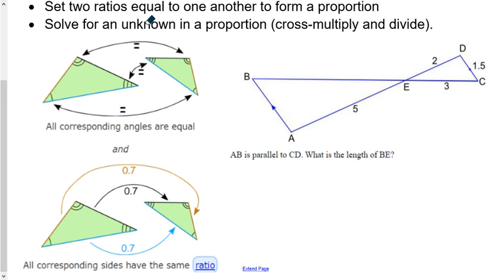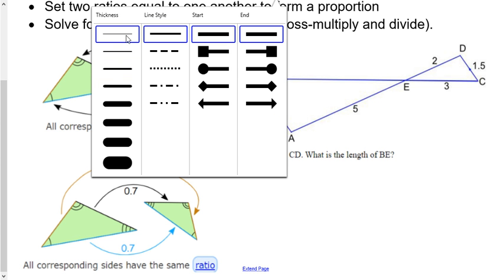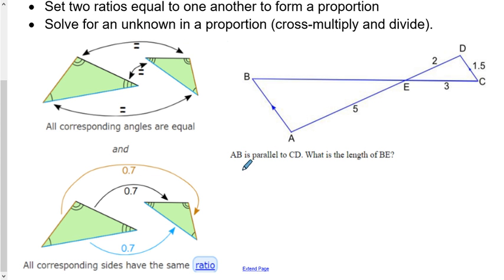Here's an example of a problem that you might run into, similar to one that we've seen on our assignments. The question says AB and CD are parallel lines. What's the length of BE? Since they're parallel lines and we know our opposite angle theorem, all the angles are identical. And that means we've got two similar triangles.